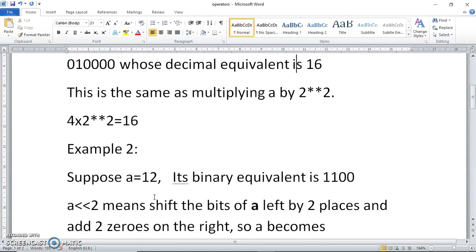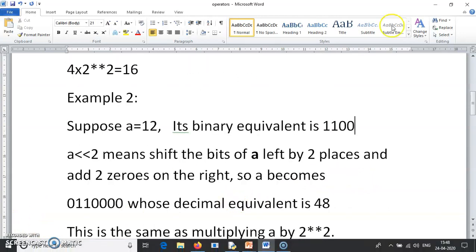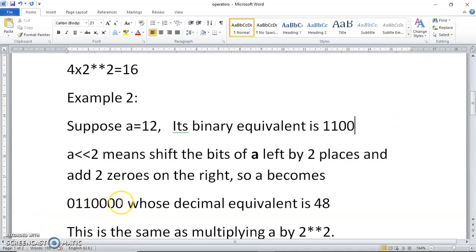Let's take another example. Let's suppose that A is 12 and its binary equivalent is 1100. Now shifting A to left by 2 bits means shift the bits of A left by 2. So we move this 1 towards left and zeros are added here. So I've done it for you. It was 1100, so 2 zeros are added to the right. Now this number is equivalent to 48.